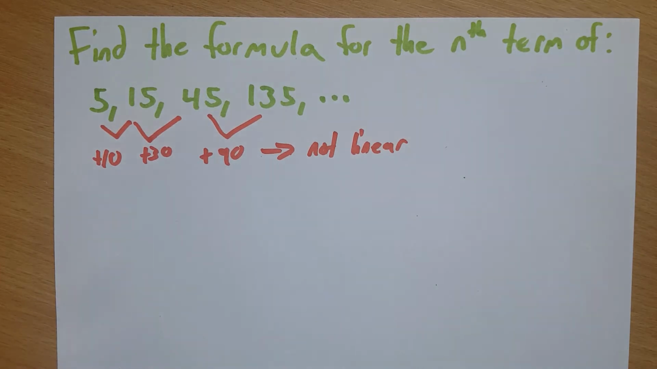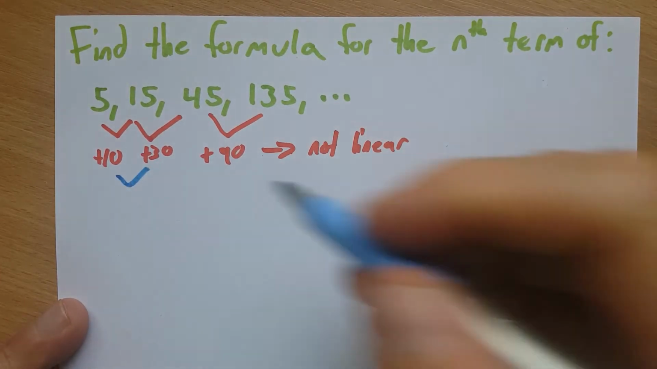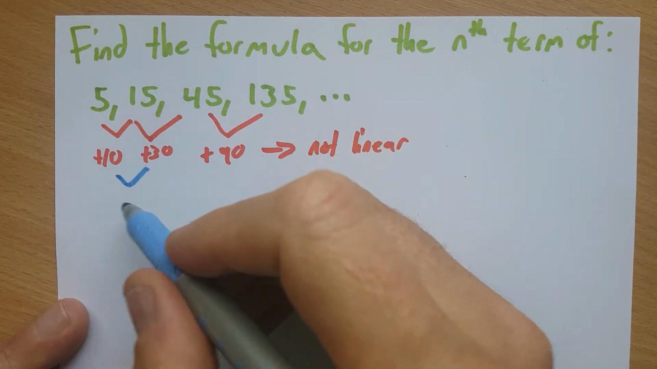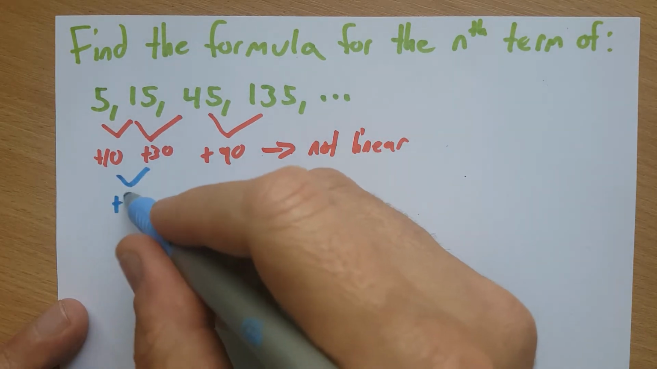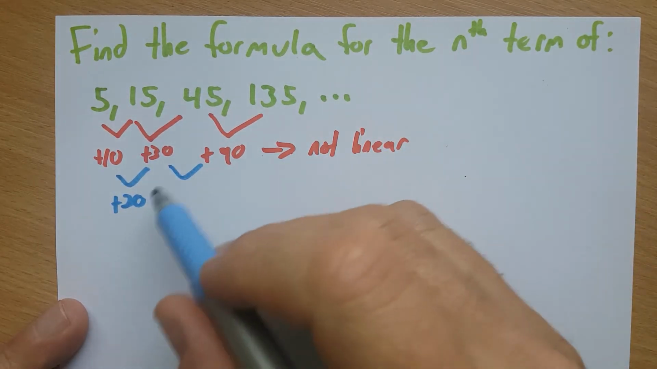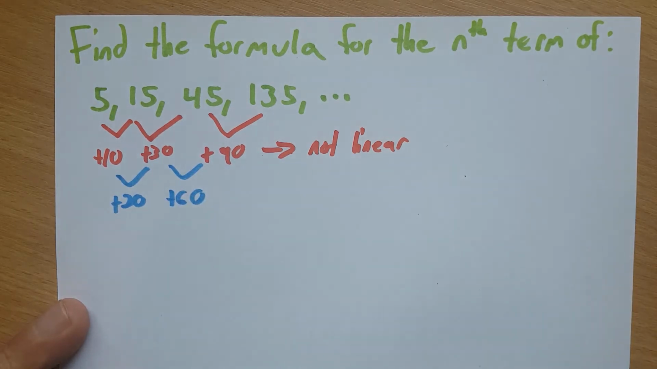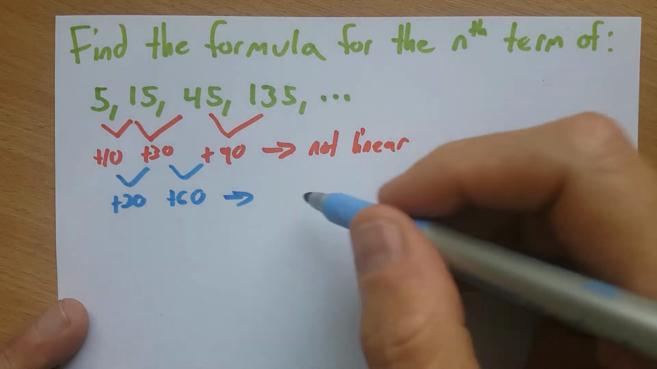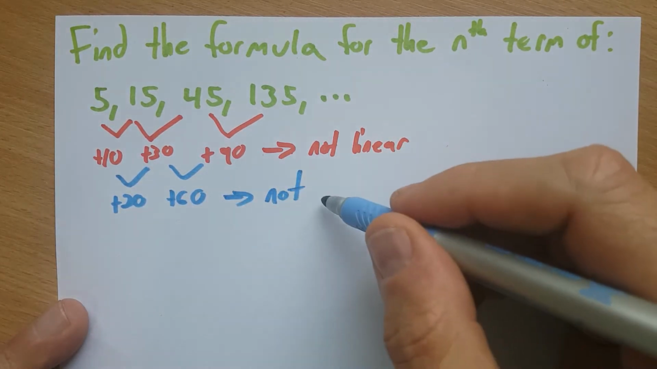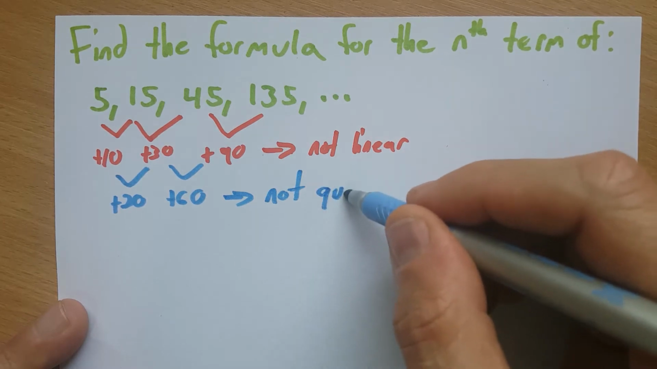You can try quadratic. And so 10 to 30 is plus 20, and 30 to 90 is plus 60. So since the second difference is not constant, it is not quadratic.